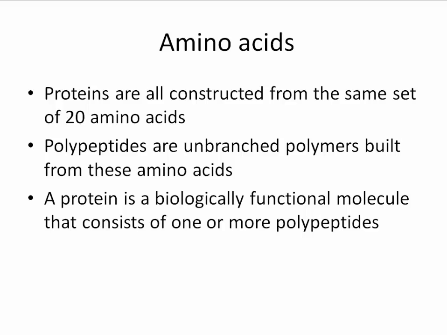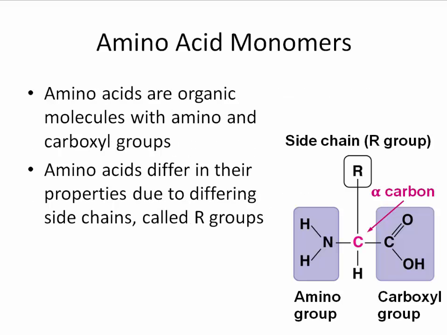Well, amino acids are made out of... there are 20 types of amino acids, and they can make just as many, if not more, proteins. So a protein is a biologically functional molecule that has one or more polypeptides. And polypeptides are unbranched polymers built from amino acids. And there are only 20 amino acids that all proteins are constructed from. So they're constructed from the same set of amino acids.